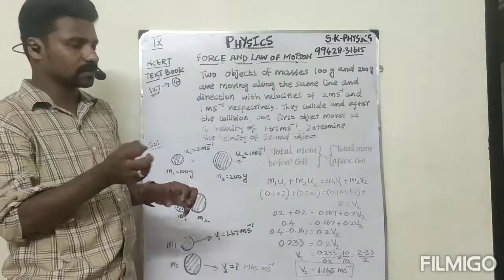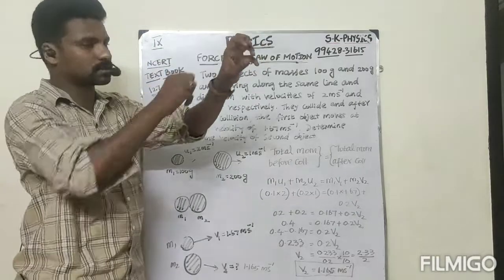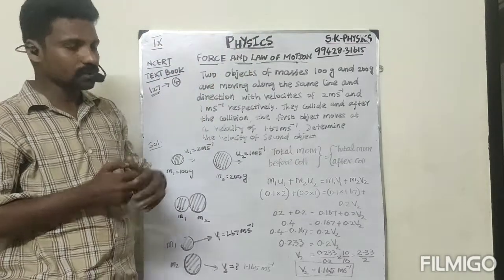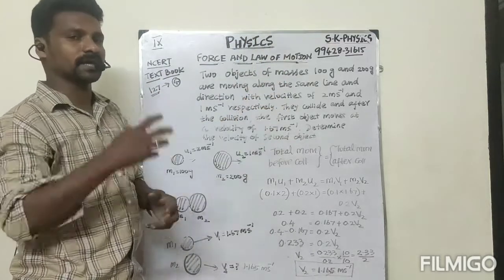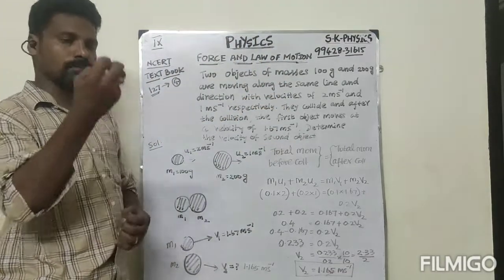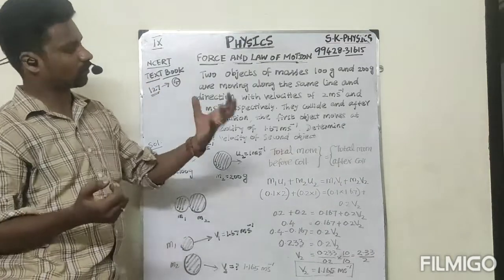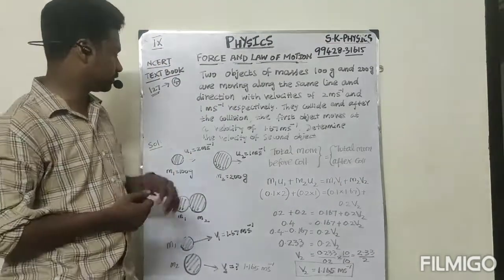So what will happen? This 100 gram mass collides with the 200 gram mass. After the collision, mass 1 has a different velocity and mass 2 has a different velocity. Mass 1 velocity is given, so what is the mass 2 velocity? That is the question. Very simple question, you know.